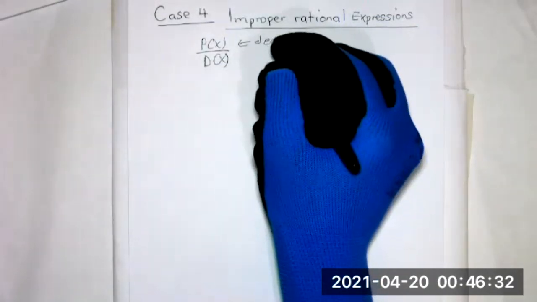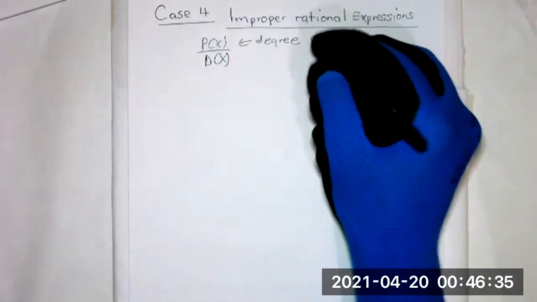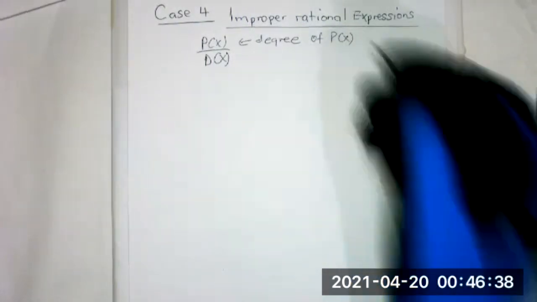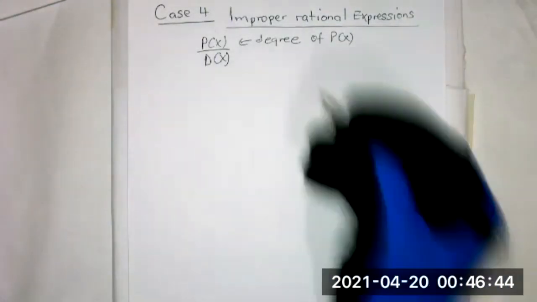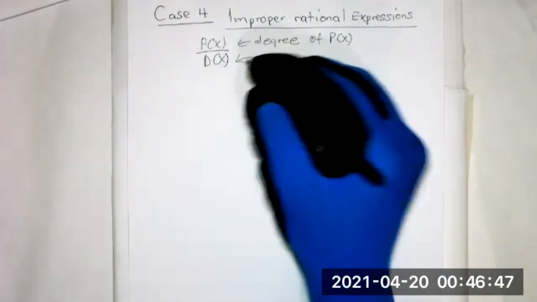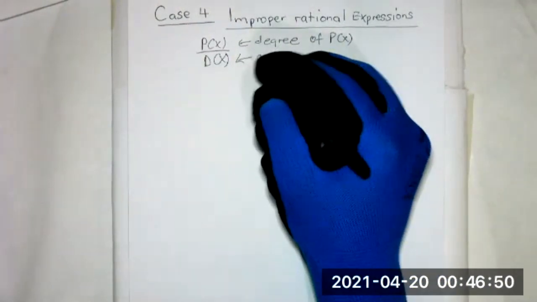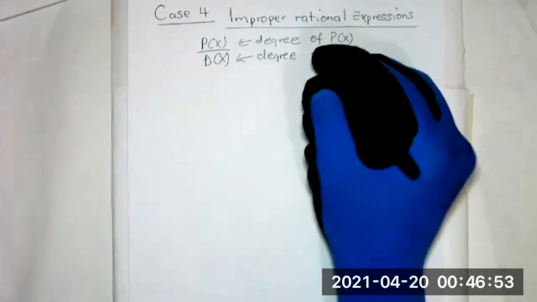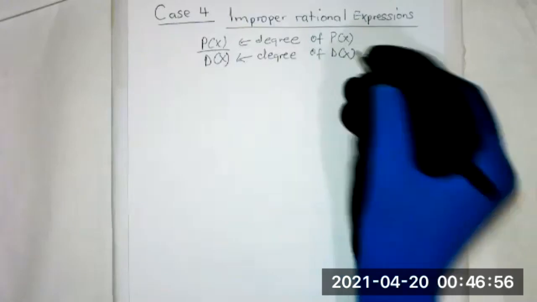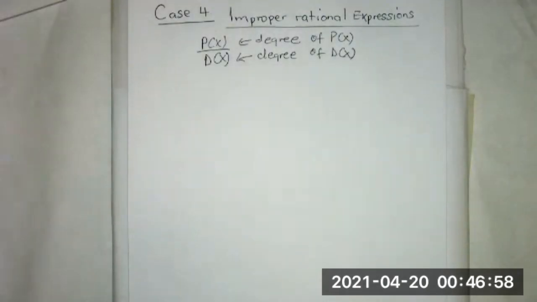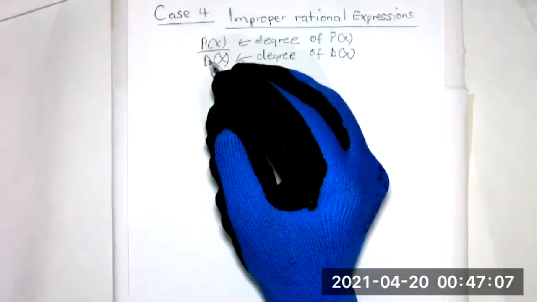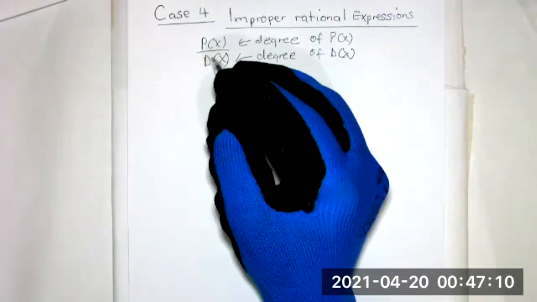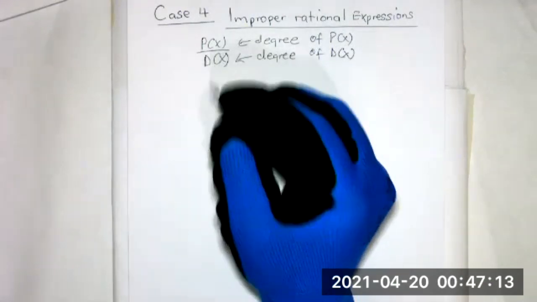But in this case, we want the degree. I'm sure we all know by now what degree is. Degree of P of x. Let me call this degree of Px. The degree of Px must be greater or equal to the degree of D of x. This is what makes this an improper fraction. We all understand an improper fraction is when the degree of P of x is greater or equal to the degree of D of x.